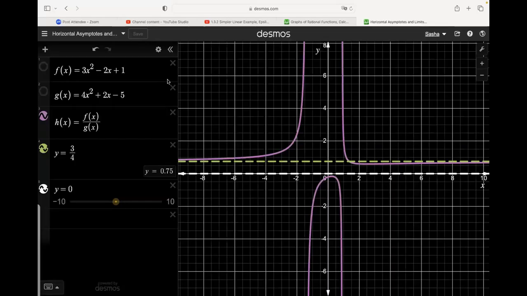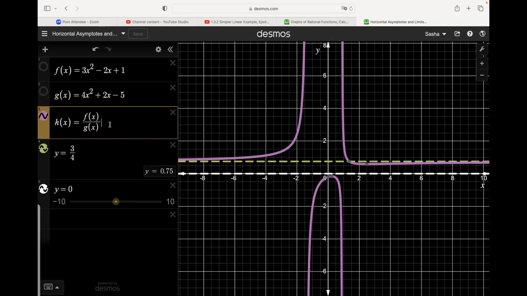Okay, so we looked at these 3 examples where we had f of x equals 3x squared minus 2x plus 1 in the numerator, and g of x equals 4x squared plus 2x minus 5 in the denominator. And then we said, well, what's the limit of that function as x goes to positive and negative infinity? Since the degree of the numerator and denominator are the same, we did a little bit of algebra. We divided the numerator by x squared, and we divided the denominator by x squared. We said the limiting value was 3/4.